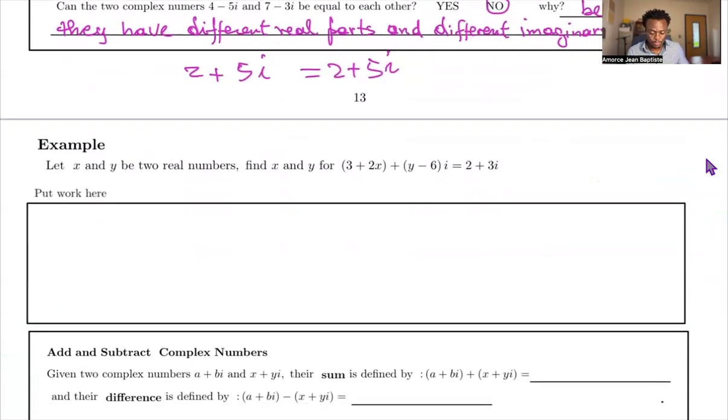Here's an example. Let x and y be two real numbers. Find x and y such that the complex number 3 plus 2x plus (y minus 6)i is equal to 2 plus 3i. So the first one here, this is a complex number, that's the real part.